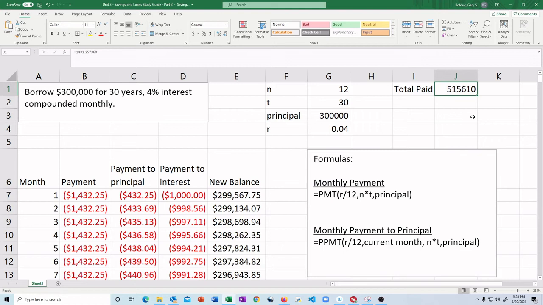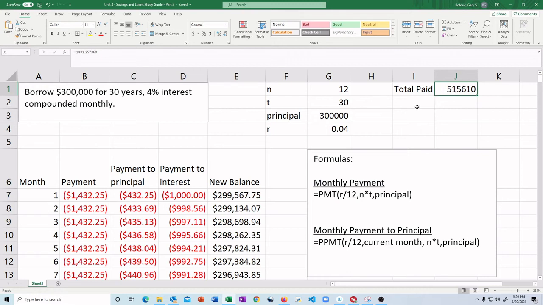$515,610 is what you paid. So over this whole time, the bank said, okay, here's your $300,000. I'll let you use that. You went and used it, and then you ended up paying them over $500,000 back. So that's their $300,000 plus $200,000 and a little bit more is what you paid in interest. That's what basically they charged you for using their money.